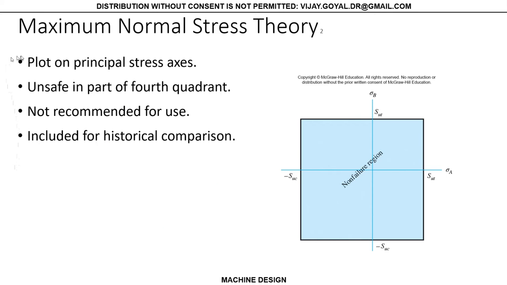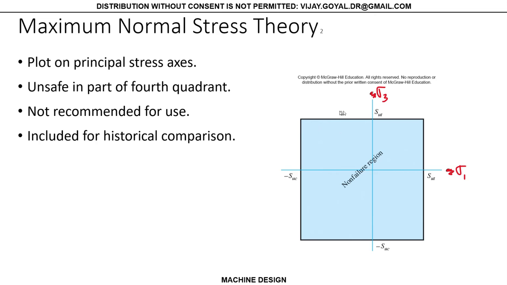The first theory is the maximum normal stress theory, and we don't like to use this theory. This is the non-failure region, whatever is on the inside. Your book calls it sigma B, but maybe I like to call this sigma 3. It's probably less confusing, sigma 1. Okay, so this is what I like to call it, sigma 1 and sigma 3.